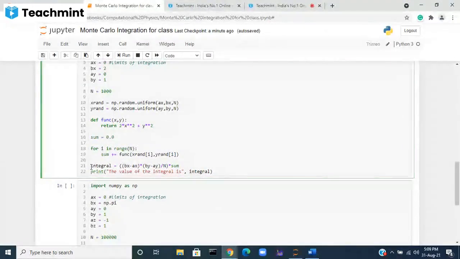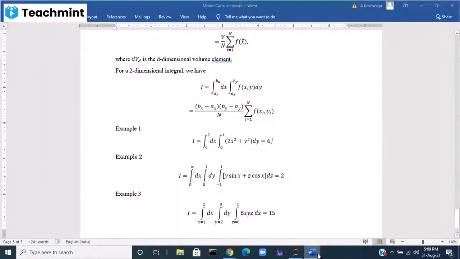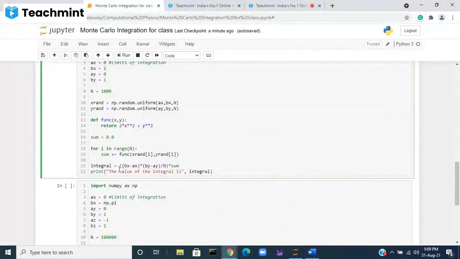The integral should be equal to (bx minus ax) multiplied by (by minus ay) divided by n, multiplied by the summation. So this is the value of the integral.